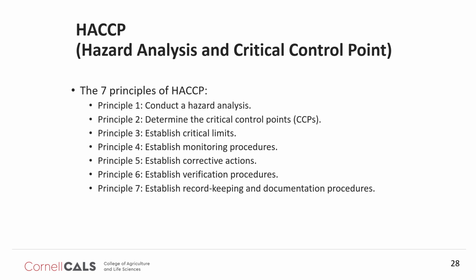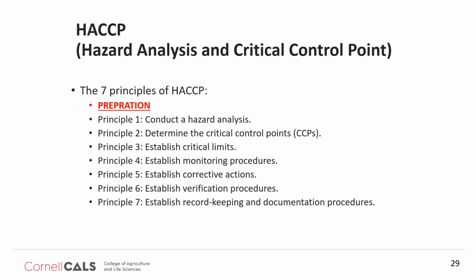HACCP is a systematic process of identification, evaluation, and control of food safety hazards. There are 7 basic principles that help keep it systematic and organized. Principle 1, conduct a hazard analysis, followed by determine the critical control points or CCPs, establish critical limits, establish monitoring procedures, establish corrective actions, establish verification procedures, and finally, establish record keeping and documentation procedures.